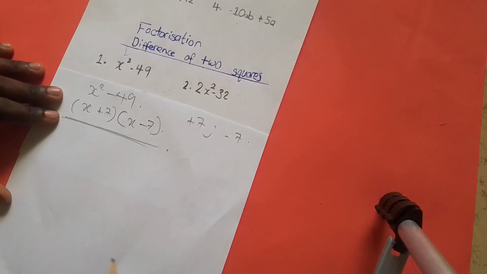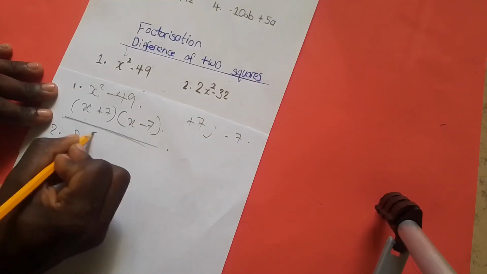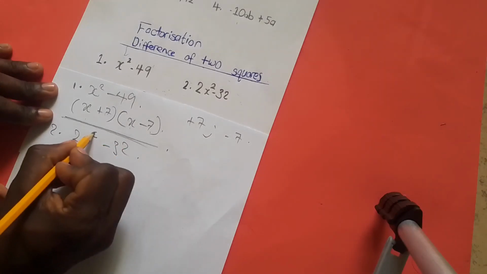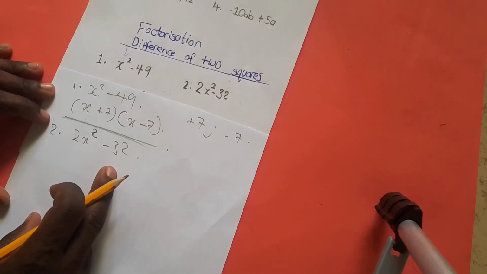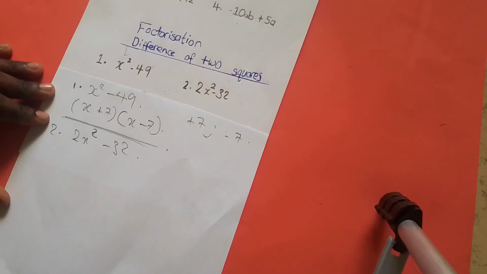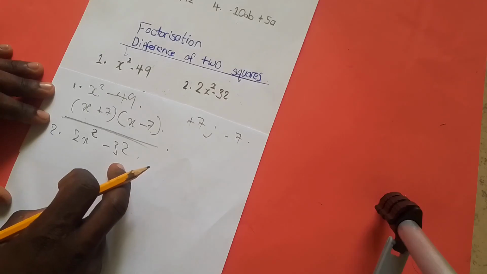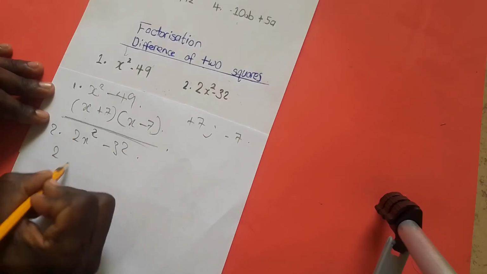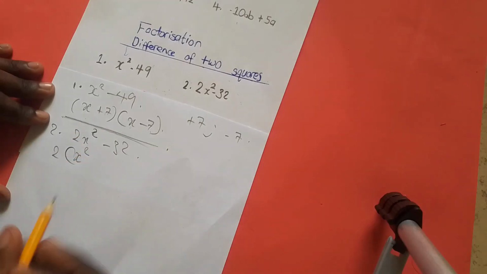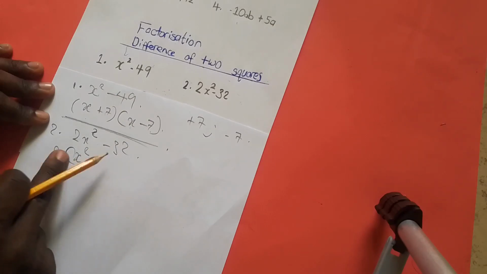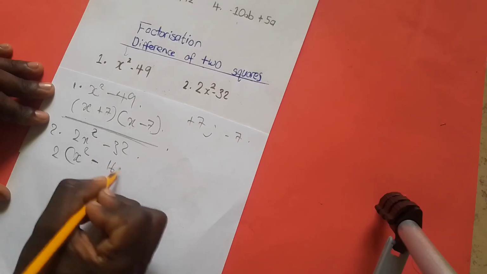So the second question is a bit tricky. I want you to pay very close attention. The second question is 2x squared minus 32. What you do now is very simple and easy. The first thing you do is factor out the highest common factor in these terms. The highest common factor is obviously 2, right? 2 bracket: 2 into 2x squared, the 2 cancels out 2, leaving us with x squared, right? 2 into 32 will leave us with 16.